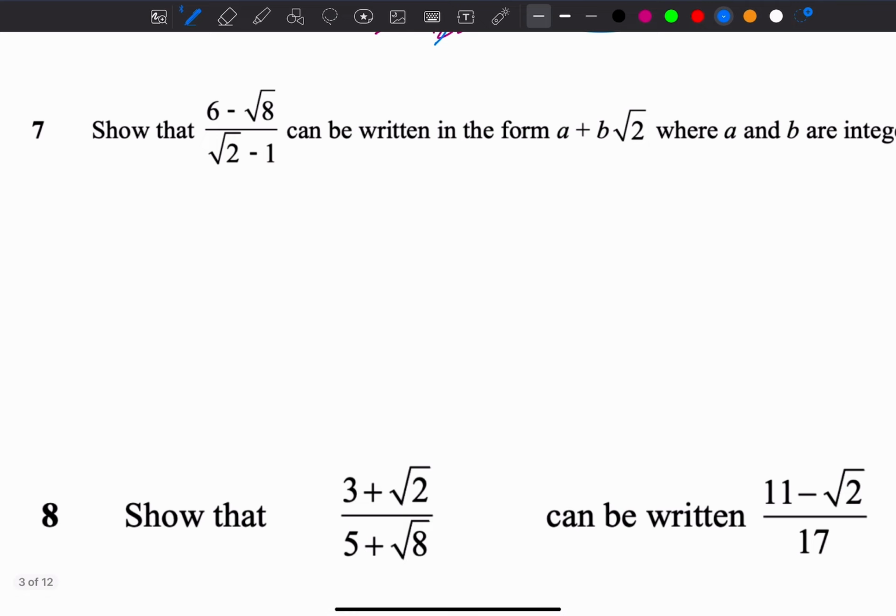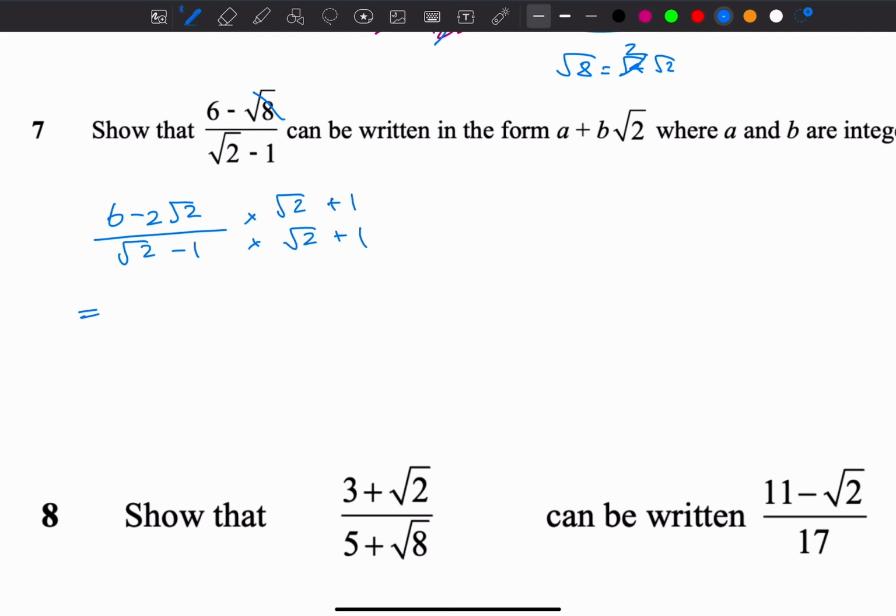Root 8 can be simplified. Which is what? Root 8 is root 4 root 2. That's basically 2 root 2. So 6 minus 2 root 2 over root 2 minus 1. Rationalize it by doing root 2 add 1, root 2 add 1.